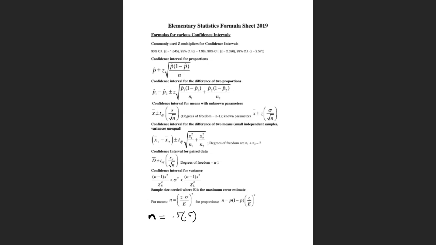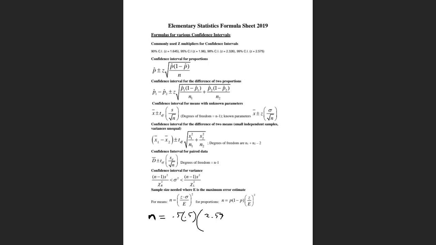And then it said, what level of confidence? 99, was it? Yes. And what's the Z multiplier for 99%? Well, I've actually got it written right here. 2.575 is right up here. That's what I have. Cool.